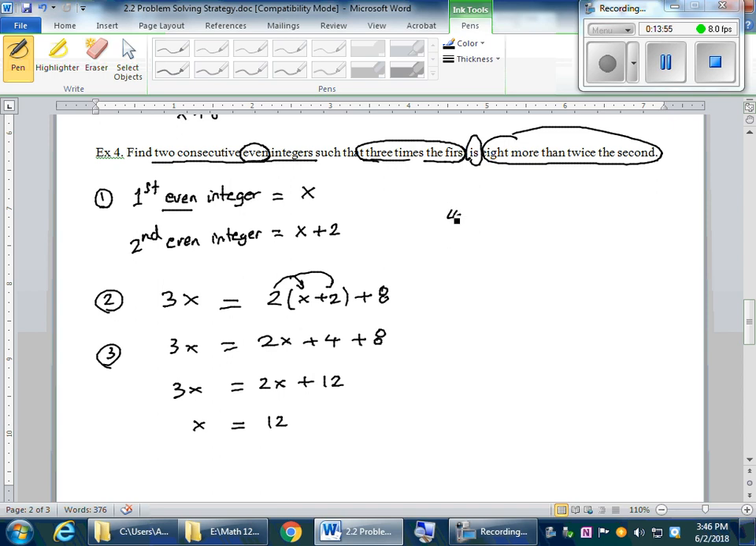Finally, my step 4, interpreting. This time they want both answers. So the variable x represents the first even integer. So I will say that the first even integer is 12, and the second even integer is 12 plus 2, which will be 14. And that will be our final answer.